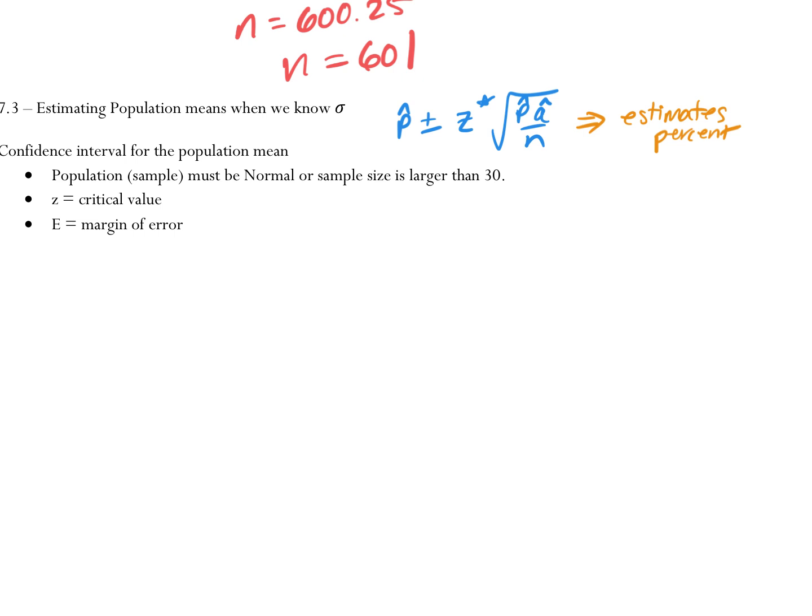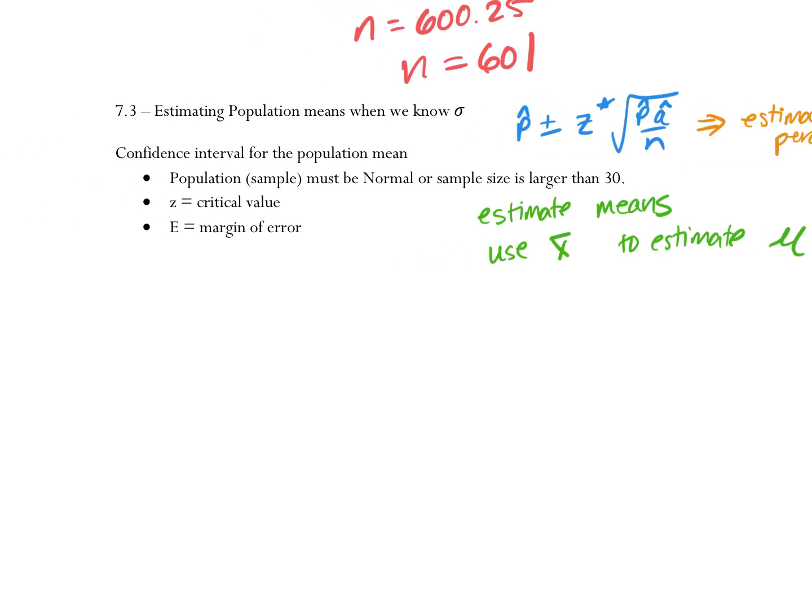All right. Today what we're going to do is estimate means. And to estimate means, we are going to use X bar. Our goal with using X bar is to estimate mu, using the mean of our sample to estimate the mean of a population. All right, we can do this.